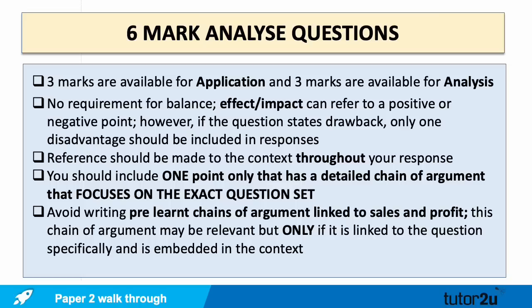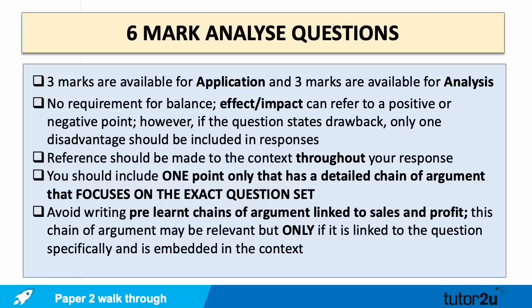You should include 1 point only. Now that is really key. Students often include 2 or 3 points in 6-mark analyse questions. If you can think of 2 or 3 points that would answer the question set, you pick the point that you are most confident with in terms of analysing in a detailed chain of argument. You must ensure your answer focuses on the exact question set and doesn't drift away from that question.